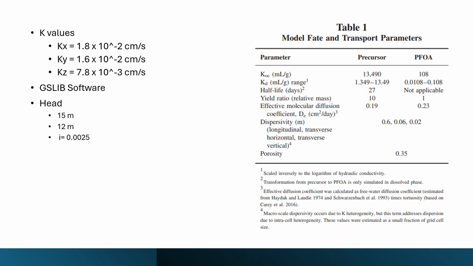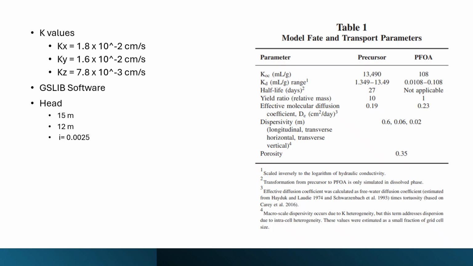Here we have the hydraulic conductivity values for each cell. They used a software called GSLIB, which was used to come up with the K values in the X, Y, and Z directions. As for the specified heads, the upstream elevation was 15 meters and the downstream was 12 meters, which gave them approximately 0.0025 hydraulic gradient. A steady state was assumed for the flow going in that X direction that was shown in the previous slide.